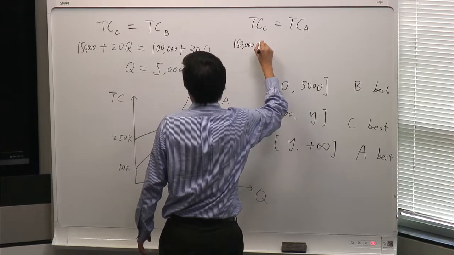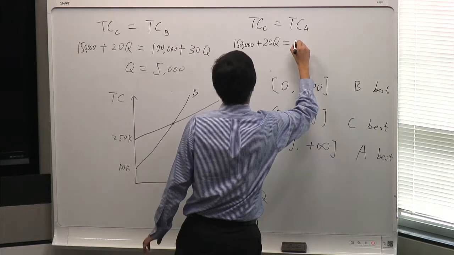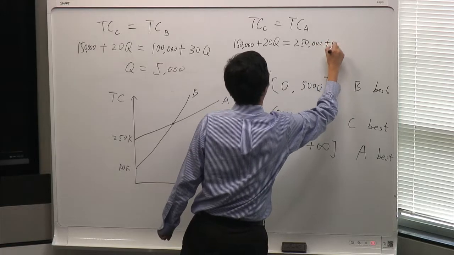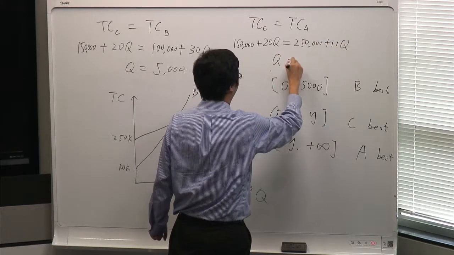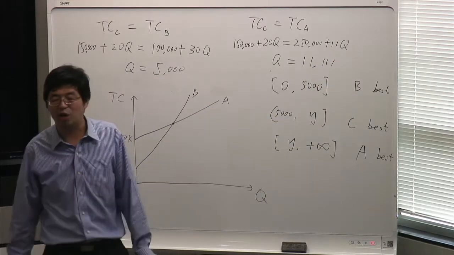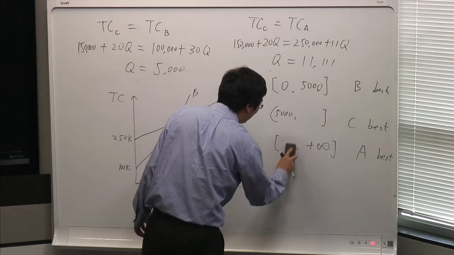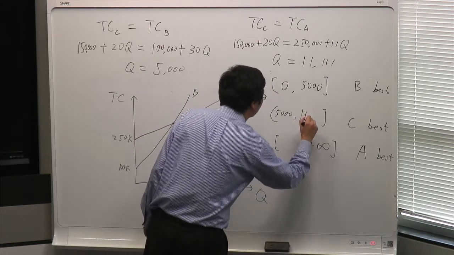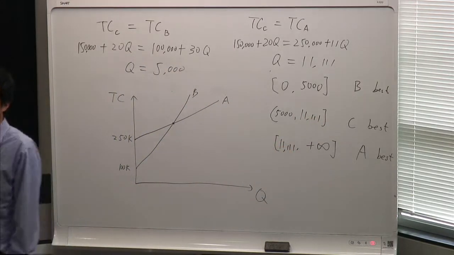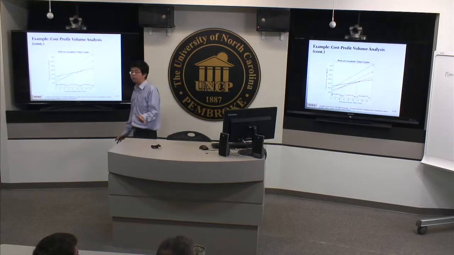150K plus 20Q equal to 250K plus 11Q. Then we solve this equation. Q equal to what? 11,111. Now we can erase this y. It completes our problem. It's complete. Now we know the exact range. Given this range, which location is best?